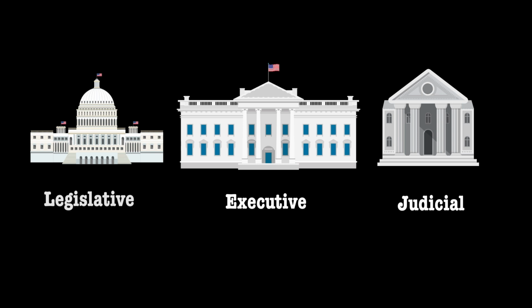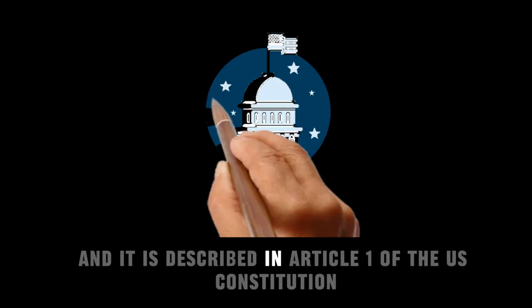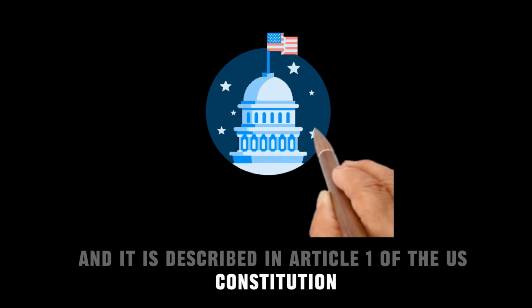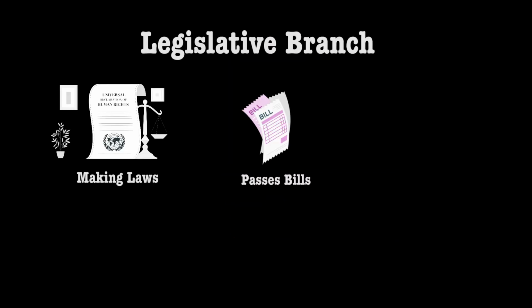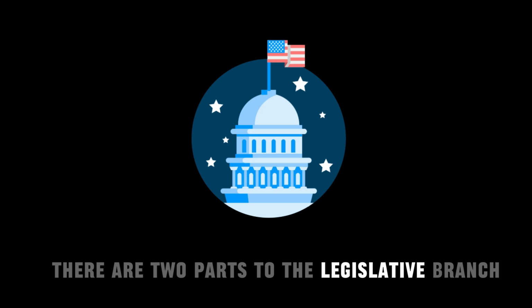There are three branches of government in the United States: legislative, executive, and judicial. The first branch of the government is the legislative branch, and it is described in Article 1 of the U.S. Constitution. The legislative branch is responsible for making laws, passing bills, coining money, collecting taxes, and declaring war. There are two parts to the legislative branch: the House of Representatives and the Senate.